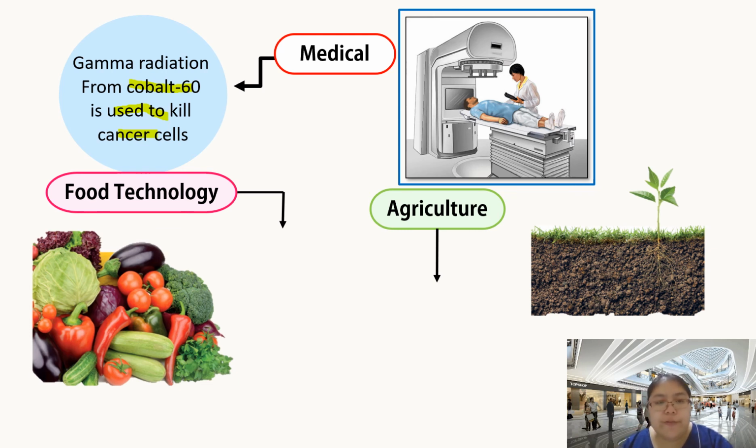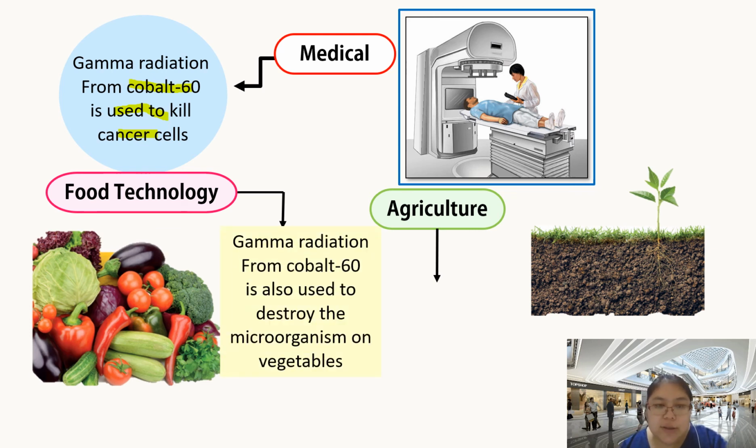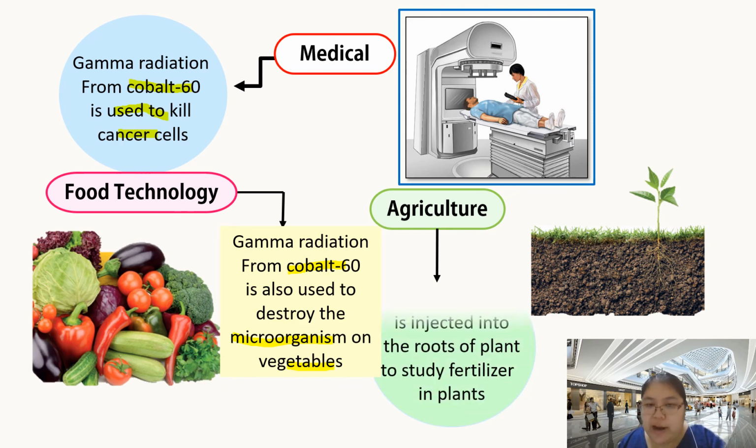Okay, for food technology, there is also gamma radiation, produced by cobalt-60 also. This is used to destroy microorganisms on vegetables. So that means now when you buy vegetables, they are fully beautiful and don't have any holes because they have already been treated with gamma radiation.